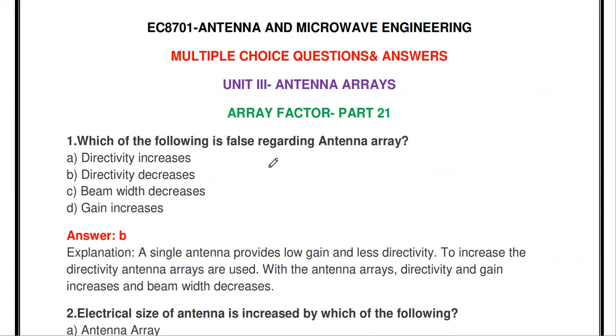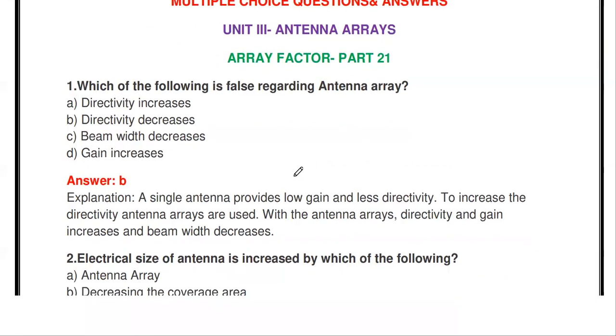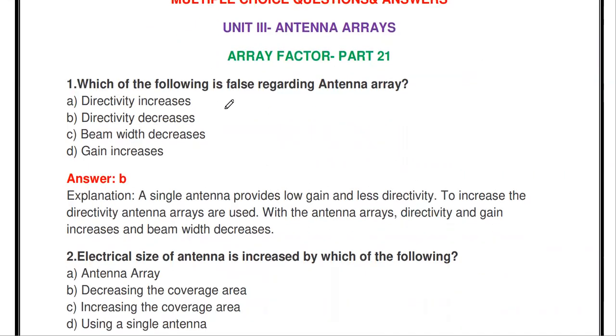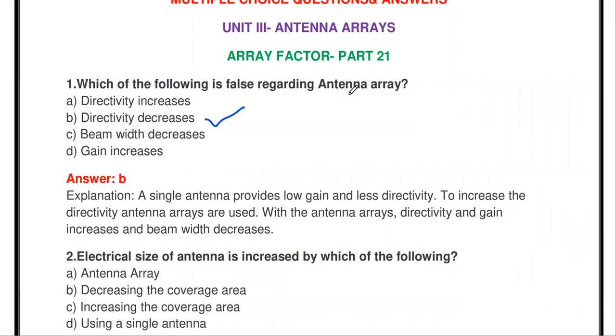Okay, so first, which of the following is false regarding antenna array? Directivity increases, directivity decreases, beam width decreases, gain increases. So directivity decreases, this is the false one. If it is an antenna array, you already know, a group of similar antennas connected in some manner is called an antenna array, in order to increase the gain and increase the directivity.